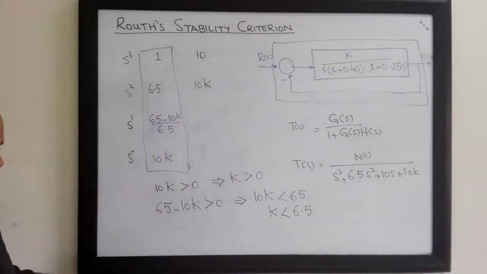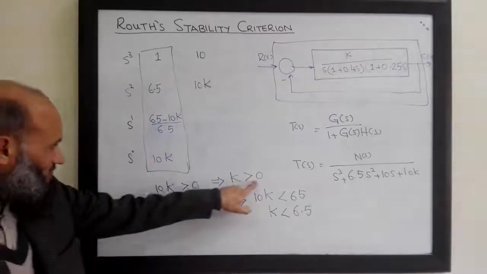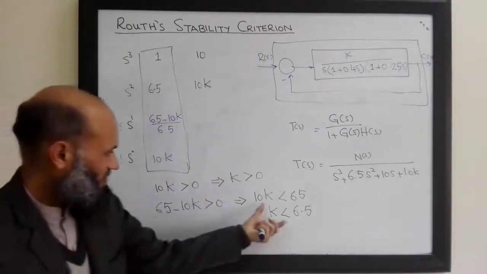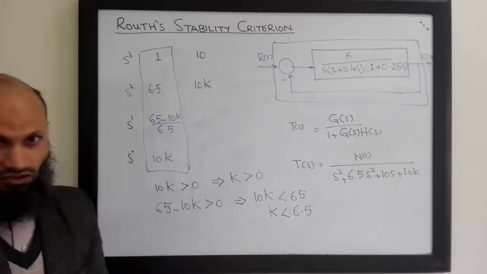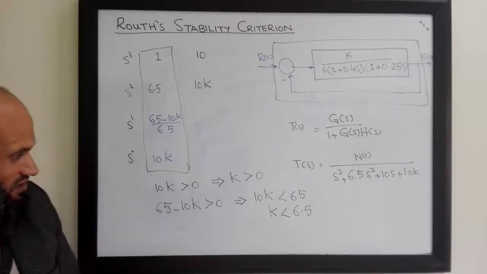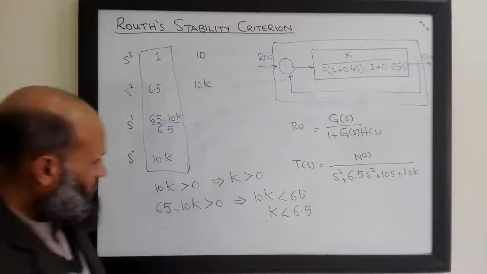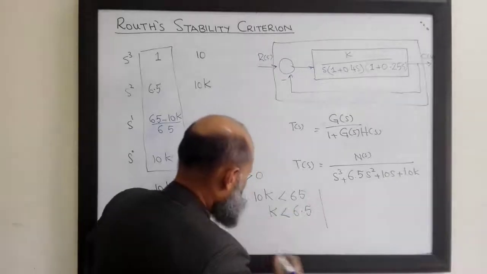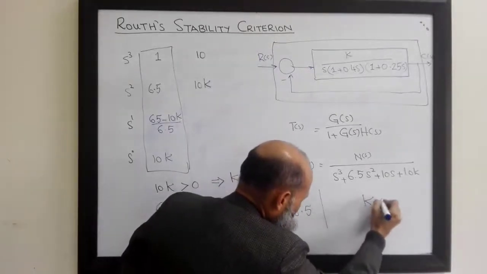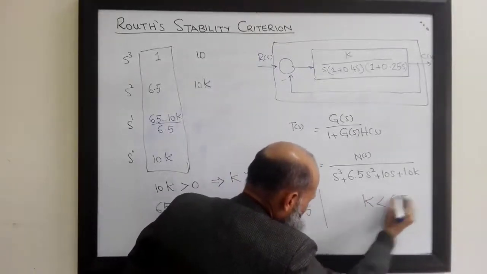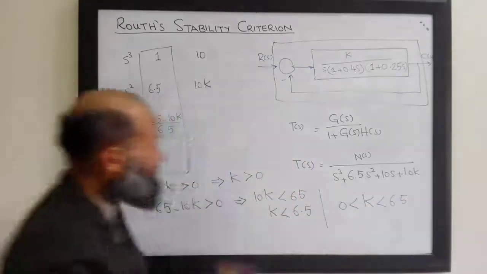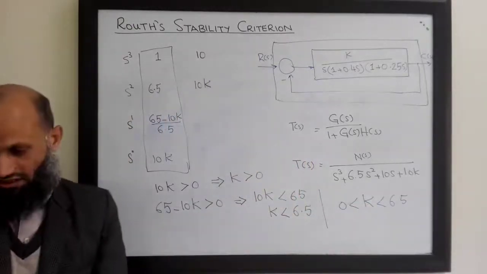So this row tells us that k must be greater than 0, and this row tells us that k must be less than 6.5 for the system to remain stable. Collecting the information in both of these expressions, k should be between 0 and 6.5 for the closed loop system to remain stable.